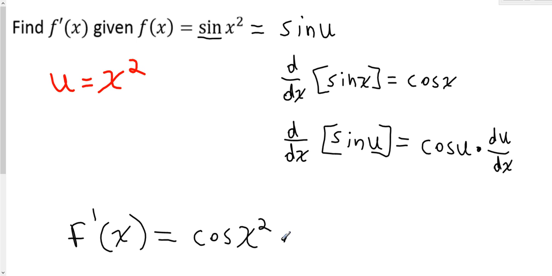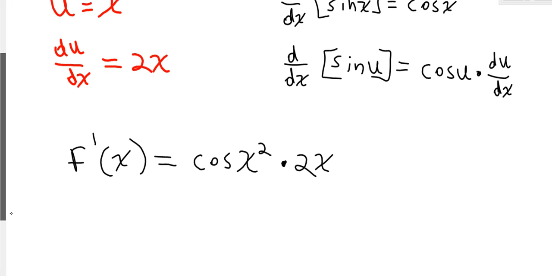And then we're going to multiply that by the derivative of u with respect to x. Well, that's the derivative of this thing with respect to x. That's du/dx, which would be equal to 2x. So I'm multiplying here by 2x. All right. So this is f prime of x.